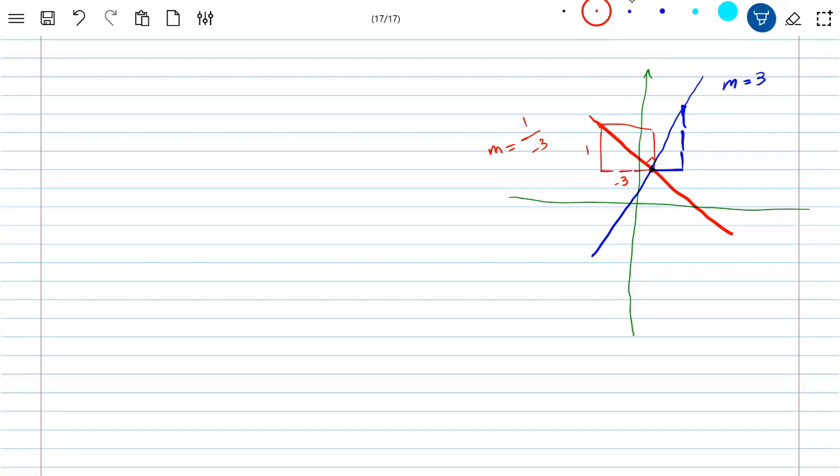So what happens to the slope? The slope would be the reciprocal, but the opposite sign. So if two lines are perpendicular, I'm going to write it this way. If line 1 is perpendicular to, this is the notation for perpendicular, line 2, then the relation between the slopes is that slope 1 equals -1 divided by the slope of the other one. It's the opposite and reciprocal.